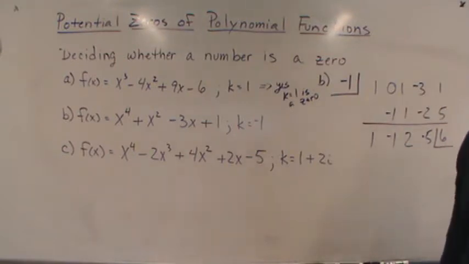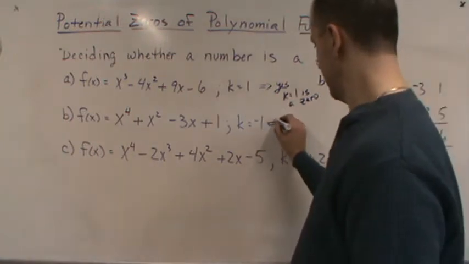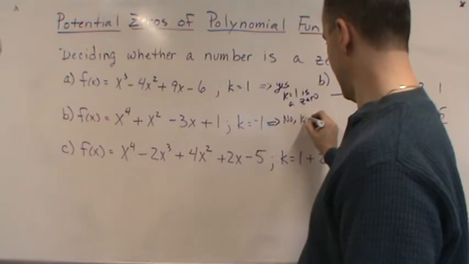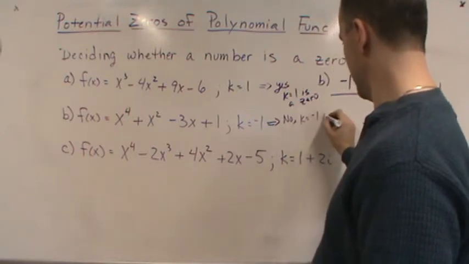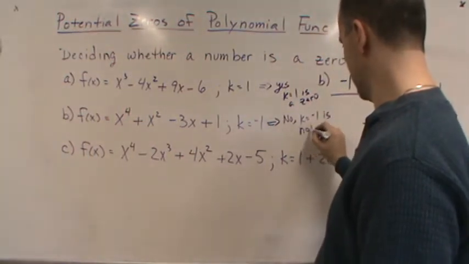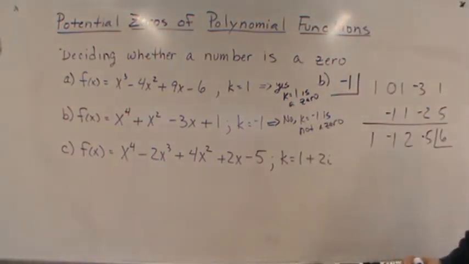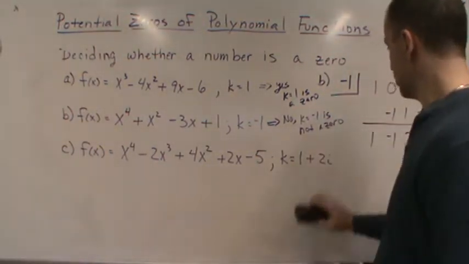So the remainder is not 0. Therefore, no. k equal to -1 is not a zero. Okay, now let's do C.